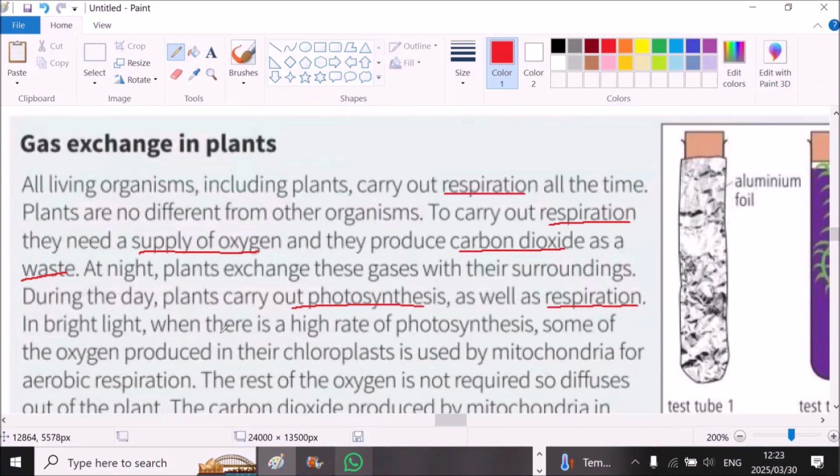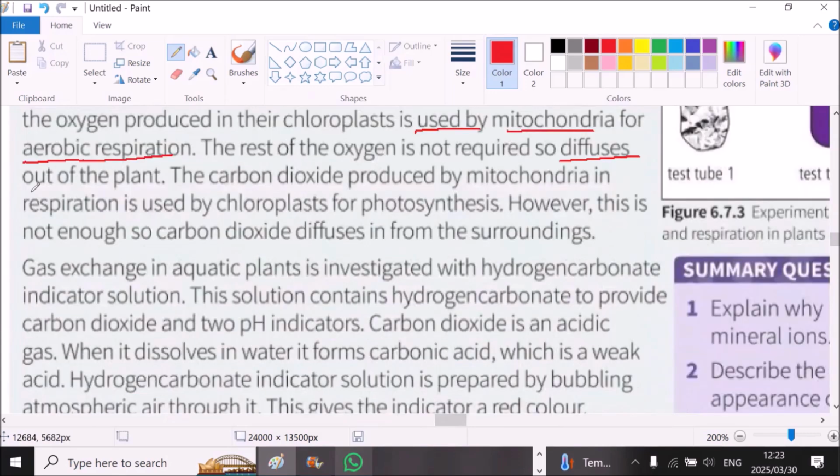In bright light, when there is a high rate of photosynthesis, some of the oxygen produced in their chloroplasts is used by mitochondria for aerobic respiration. The rest of the oxygen is not required, so it diffuses out of the plant. The carbon dioxide produced by mitochondria in respiration is used by chloroplasts for photosynthesis. However, this is not enough, so carbon dioxide diffuses in from the surroundings.